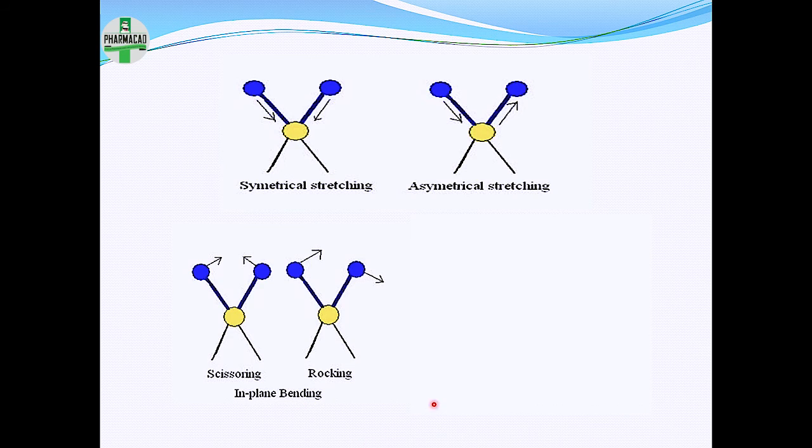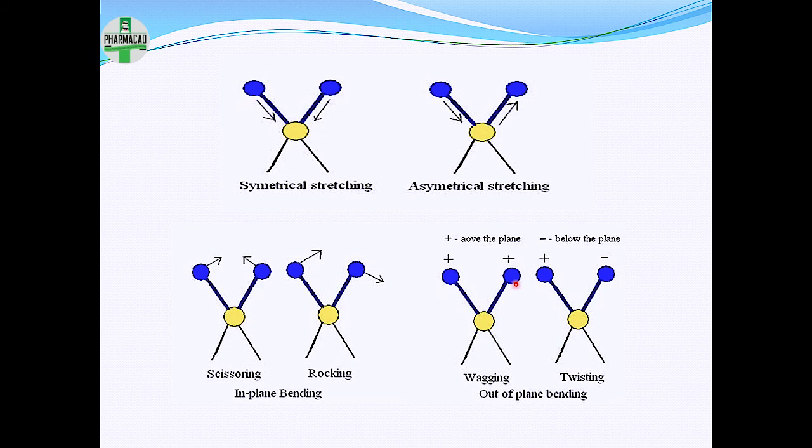In rocking type of vibrations, as you can see here, the bond angle is maintained. That is, there is no increase or decrease in the bond angle, but you can see that two bonds bend to the right simultaneously, and the next moment bend to the left simultaneously. So basically two bonds are bending either to the right in this manner, or they will bend to the left in this manner. Such type of bending is called rocking.